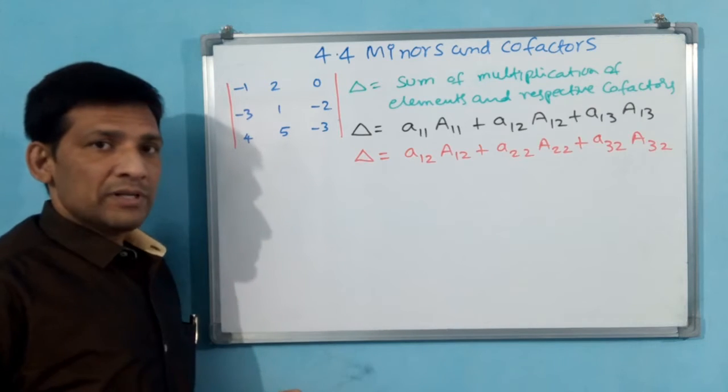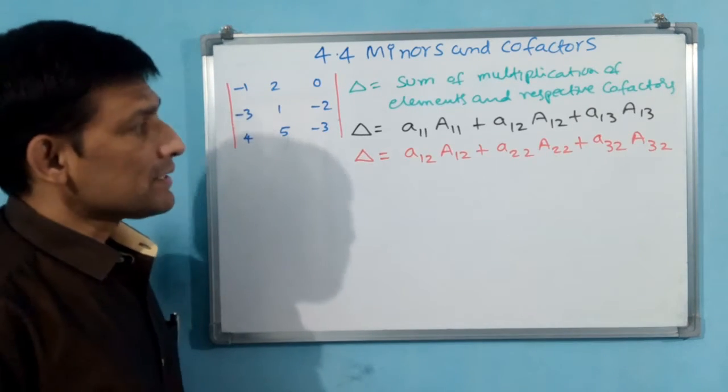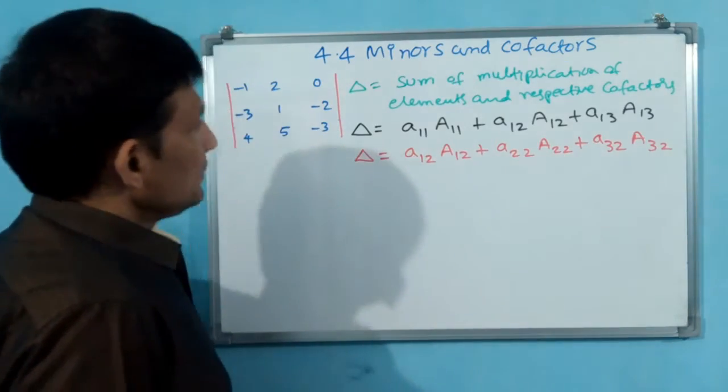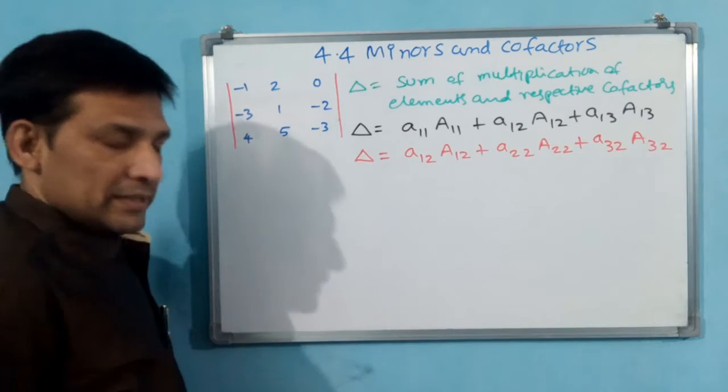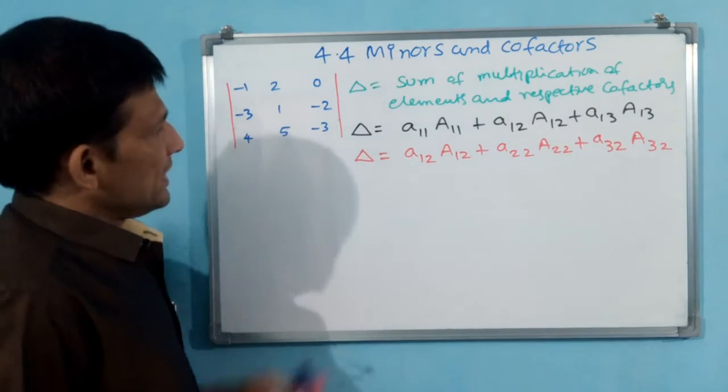Shall we see one example? Because this is the determinant. Already we were doing it, but in this form also we can do. Now I am doing this first one. Delta is equal to. Let us write this one.